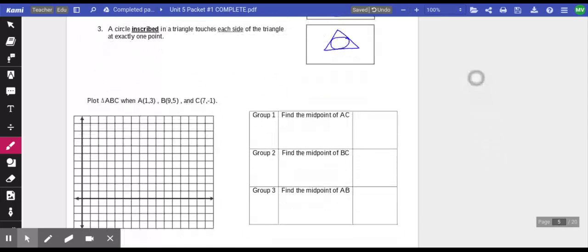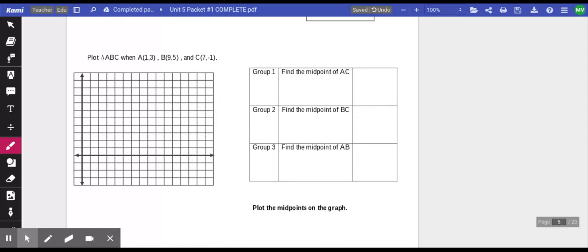So now I want you to pause, and this is meant to be done. Ignore the groups, and I want you to plot these points and find the midpoint of AC, BC, and AB, and plot them.